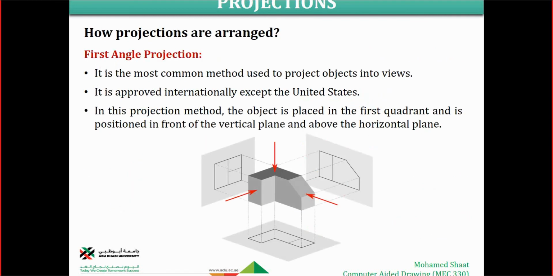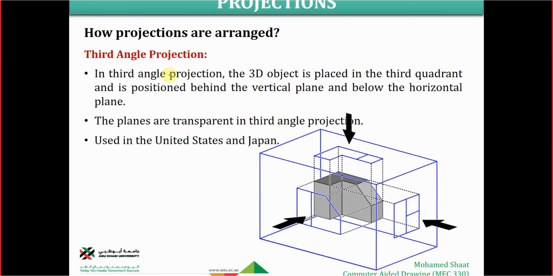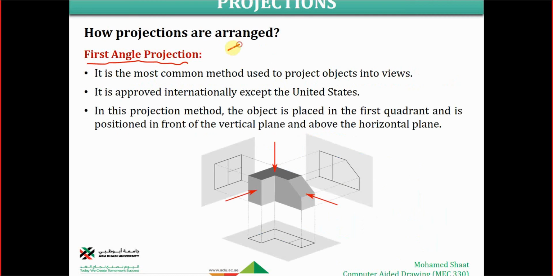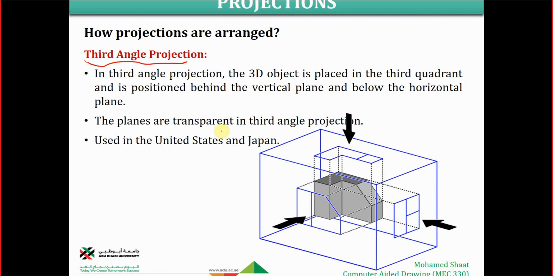Generally speaking, we have 2 standard approaches in representing the projections. We have the first angle projection and the third angle projection. The one that we're gonna use through this course is the first angle projection. Why? Because this is accepted by ISO, the international standard, that matches the isometric representation, and this is accepted internationally in almost all countries except the United States. The United States and Japan use the third angle projection.